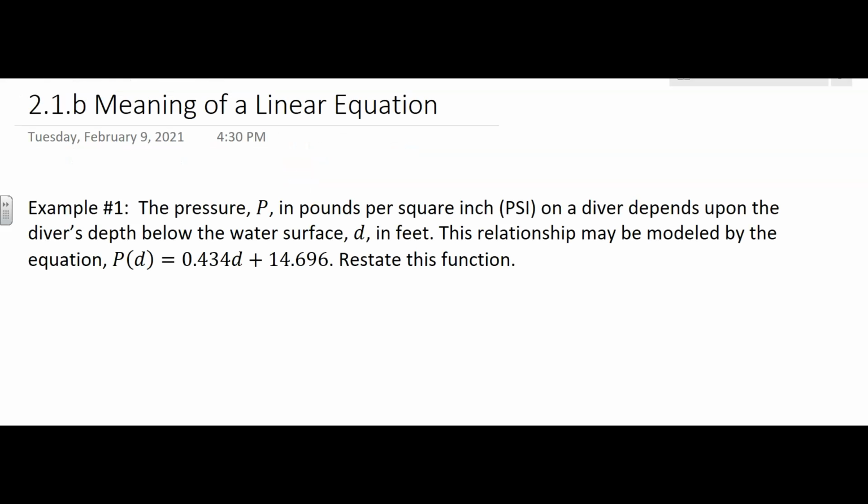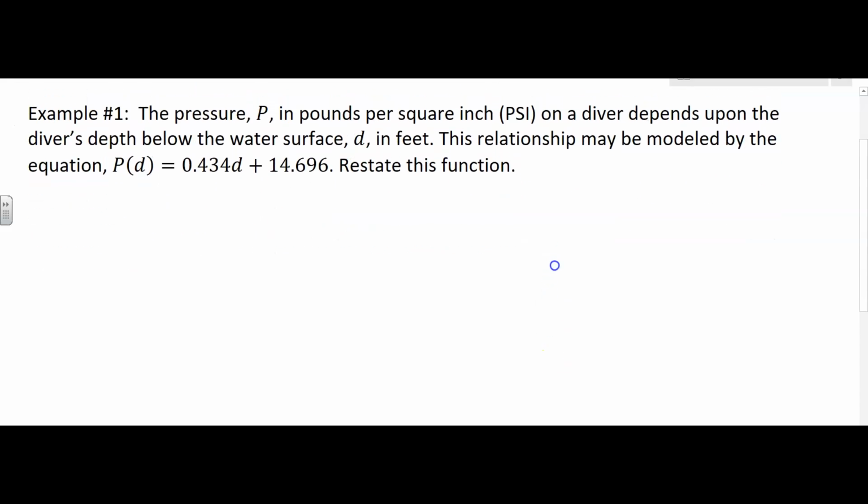Okay, so now we're going to talk a little bit about the meaning of a linear equation. So we have this example here. The pressure P in pounds per square inch, PSI. So if you've ever worked with tires, I think they're inflated by, it's called PSI. That's what you're checking, the pounds per square inch. Anyway, you may have seen that in some other settings, PSI, but it's just a unit of measurement, okay? So it's talking about the pressure, P, and that's how they're going to measure it in pounds per square inch.